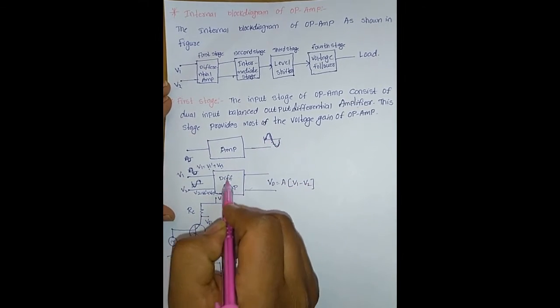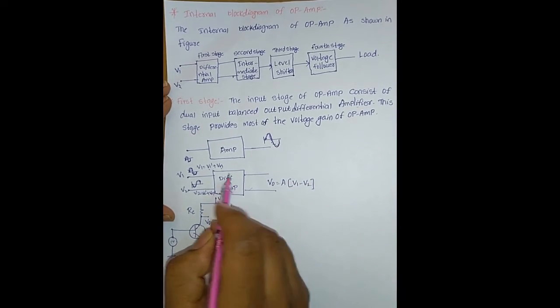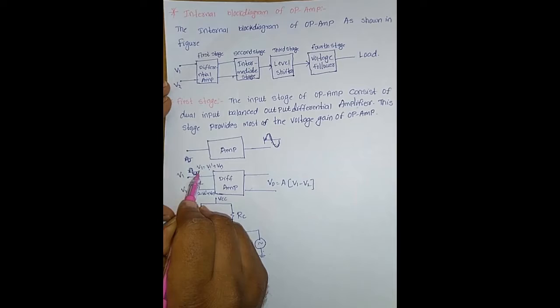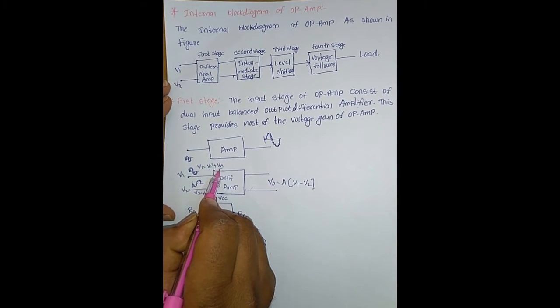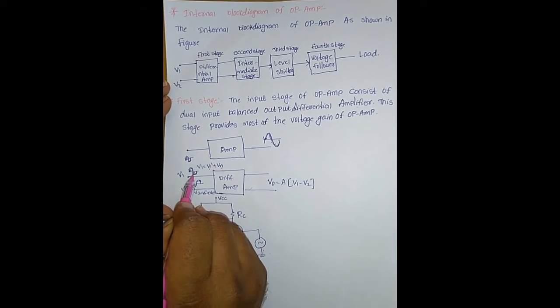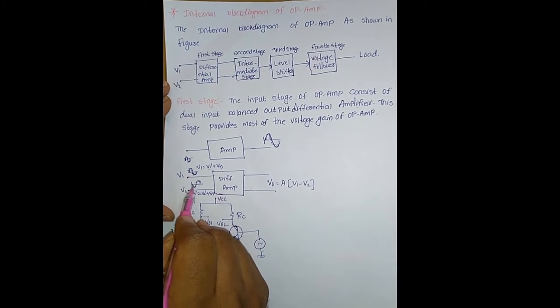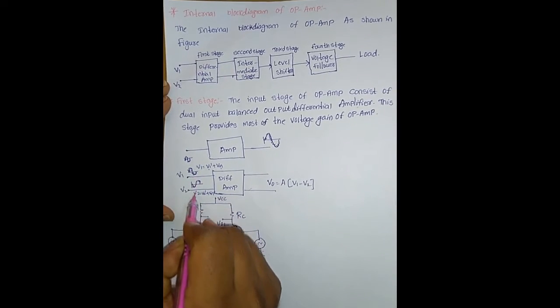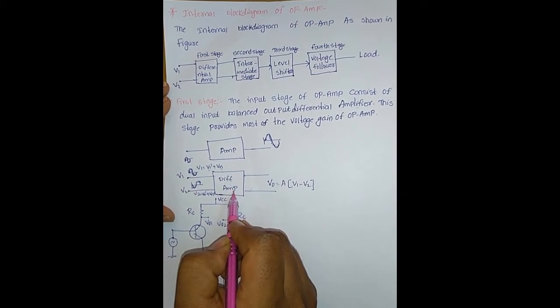For example, in this differential amplifier, the input signal V1 is affected by a noise signal. Therefore V1 equals V1' plus Vn, which means the noise signal is added to this input signal. Similarly, the same noise signal affects the V2 signal, that is V2 equals V2' plus Vn. These two signals are given to the input of the differential amplifier.